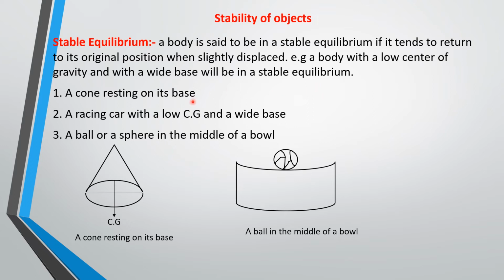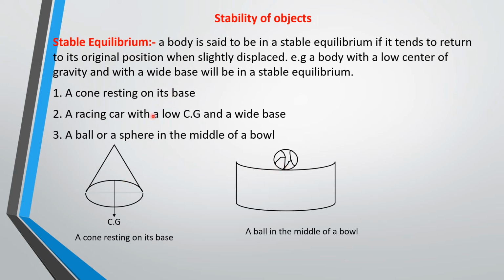Is that okay? Also, a cone that is resting on its base. If a cone is resting on the base, like in this particular diagram, if you tilt it a little bit, it will return back to its original position. Also, a ball that is inside the middle of a bowl, if you displace the ball, it will return back to its position. If you displace it in this direction, it will also return back to its original position. So these are examples of stable equilibrium.